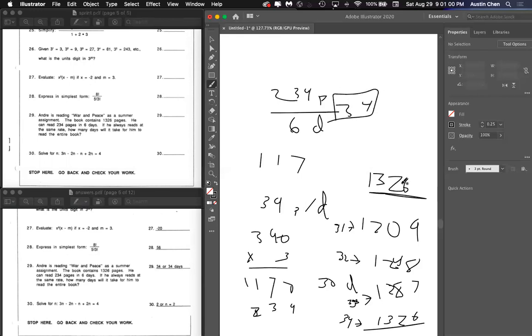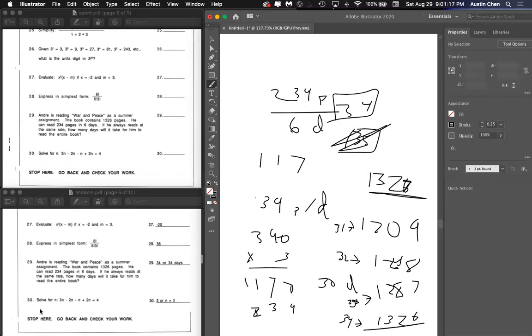But if it was 1327, then you would say 35 days, right? Because in 34 days he can only read 1326 pages, and he needs another entire day to read that last page. Okay, so not 35 but 34. So yeah, 34 days.